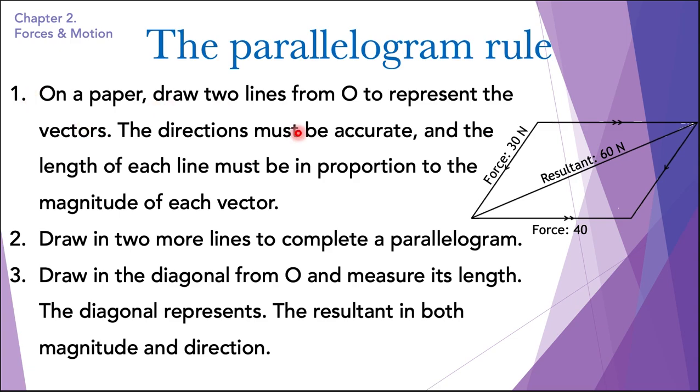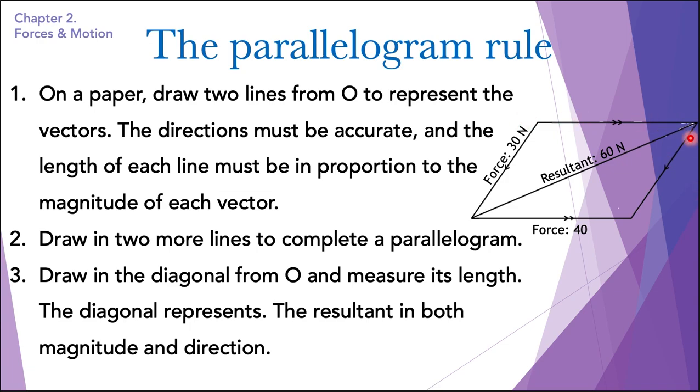First, we draw two lines on paper from O to represent the vectors. O is going to be the ship. The directions must be accurate and the length of each line must be in proportion to the magnitude of each vector. Draw in two more lines to complete the parallelogram. For example, there is an object on which a force of 30 Newton acts in this direction and a force of 40 Newton acts in this direction. If we make 1 millimeter equal to 1 Newton, then we would make 40 millimeters over here and 30 millimeters over here and add two more lines to make the complete parallelogram.